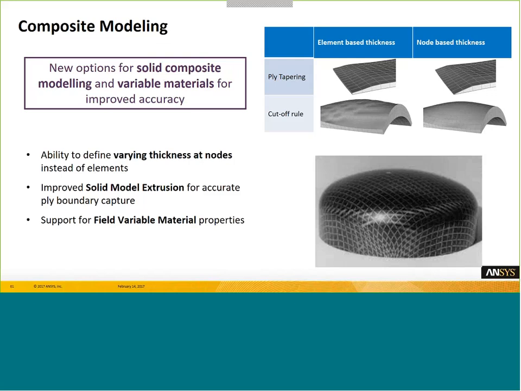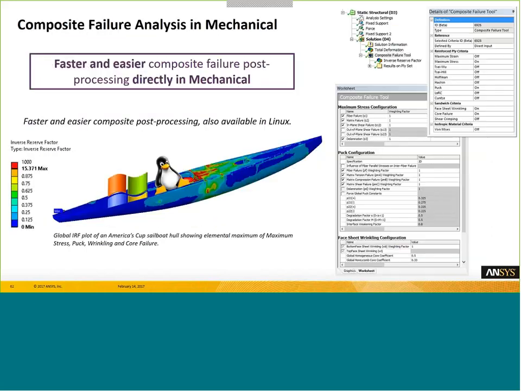You can see the effect of creating a more realistic, less wobbly looking 3D solid mesh based on which method you choose. It allows us to define varying thicknesses at nodes instead of elements and gives us improved solid model extrusion for much more accuracy. We've also added support for field variable material properties for this as well.